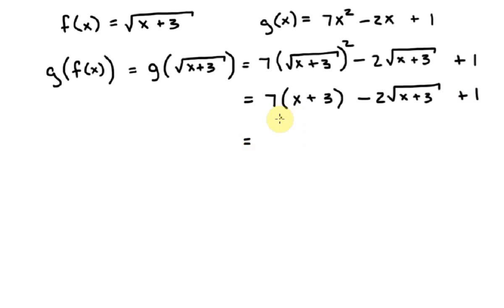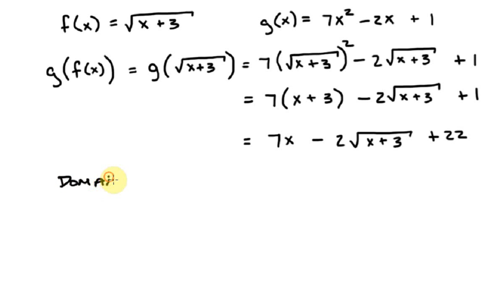So one more thing I can do, I got to distribute the 7 in. So I have 7 times x. And then I'm going to have 7 times 3, which is 21, plus that 1. And usually we write constants at the end. So I have plus 22. And then I'm going to write the radical in the middle. So there's my composite function. Now I've got to analyze any restrictions in order to get the correct domain.